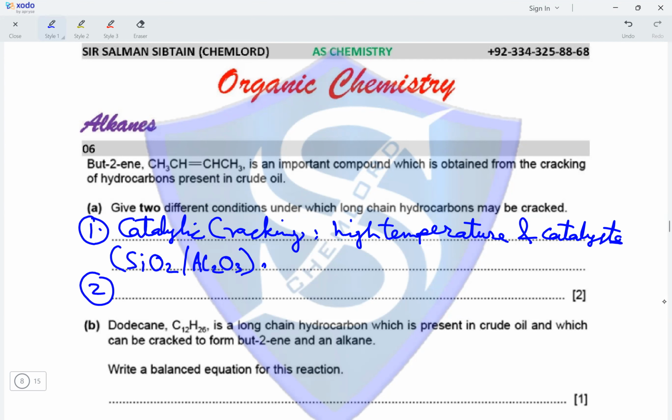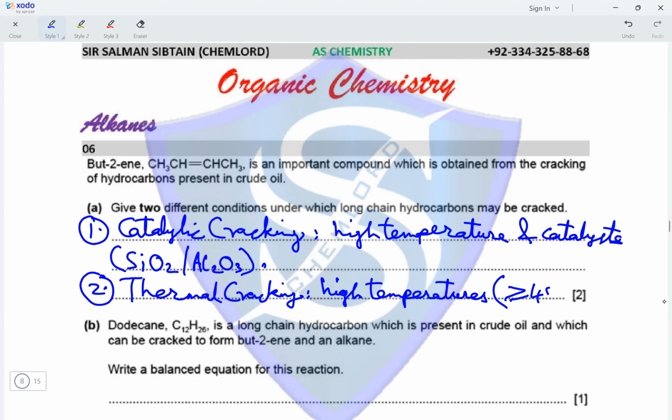And the second way in which cracking is carried out is called thermal cracking, in which high temperatures, somewhere in the range of 450 degrees Celsius or higher, along with high pressure in combination is used to bring about cracking of hydrocarbons.